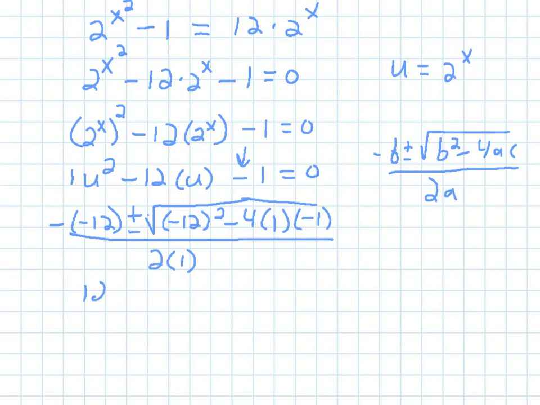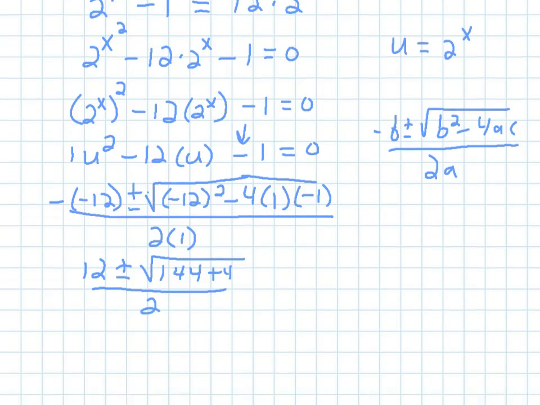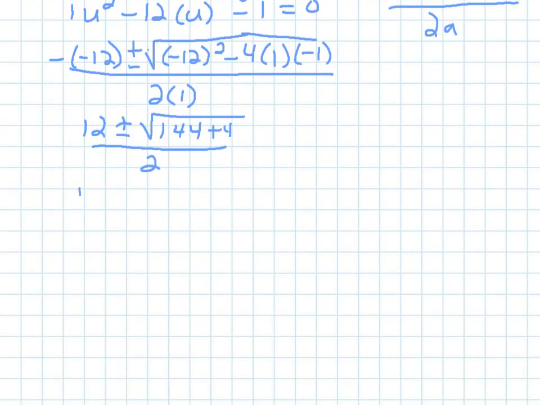So we get 12 plus or minus the square root of 144 plus 4 over 2. And so we get 12 plus or minus the square root of 148 over 2.